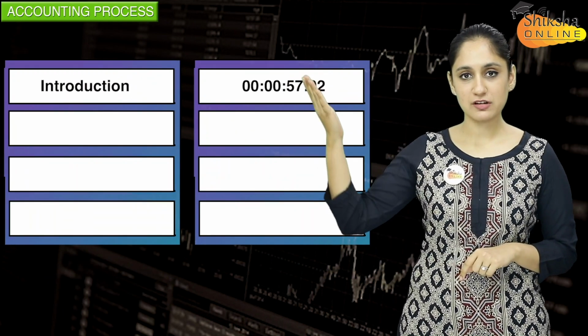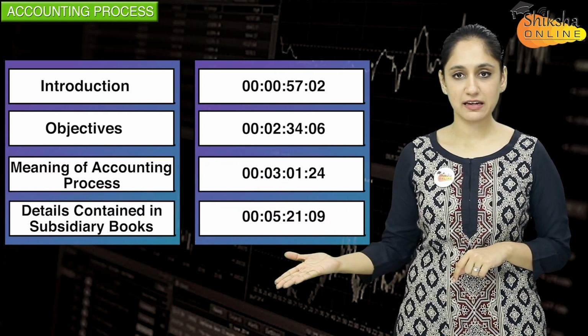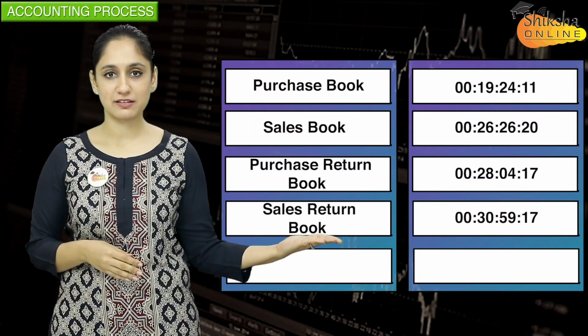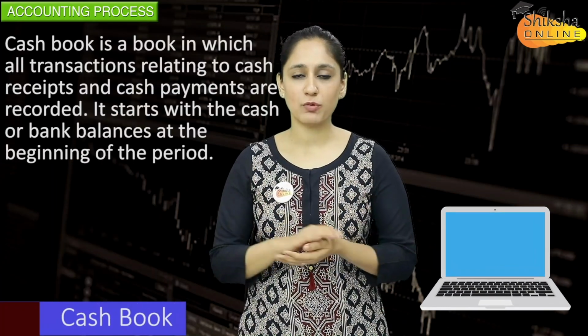Today we'll be learning about the accounting process. The topics to be covered are introduction, objectives, meaning of accounting process, the details contained in subsidiary books. We will also be studying subsidiary books such as purchase books, sales book, purchase return book, sales return book, cash books. Now, cash book is a very popular book.